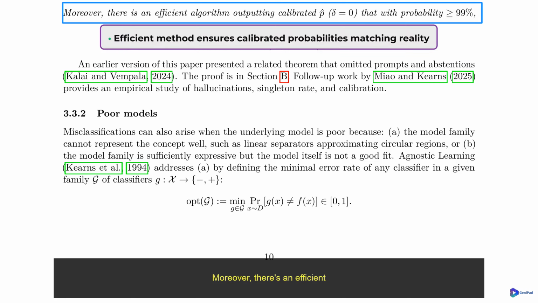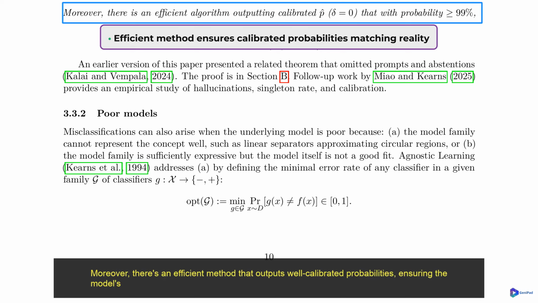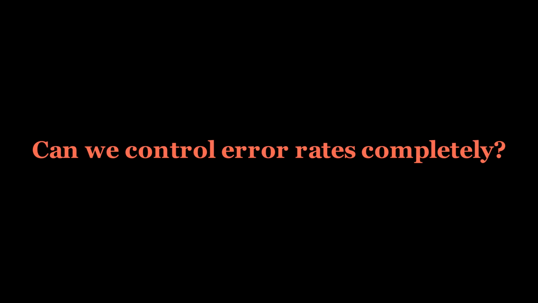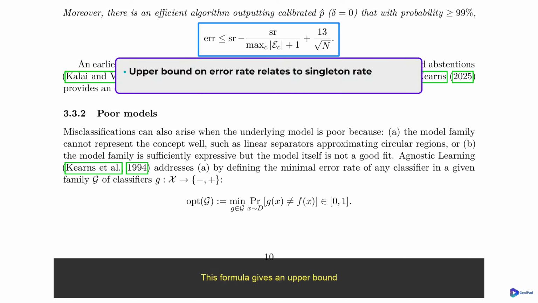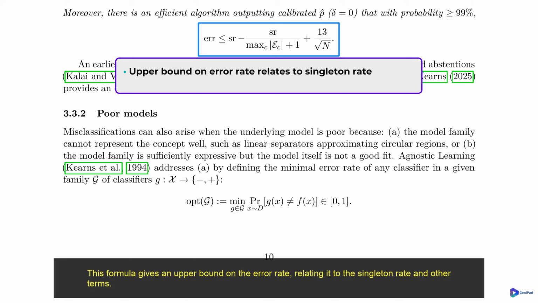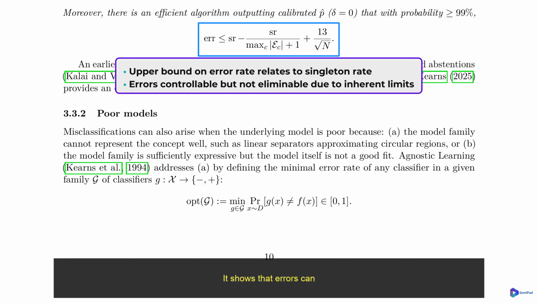Moreover, there's an efficient method that outputs well-calibrated probabilities, ensuring the model's confidence matches reality with high reliability. This formula gives an upper bound on the error rate, relating it to the singleton rate and other terms. It shows that errors can be controlled but not eliminated, emphasizing the inherent limits in AI performance.